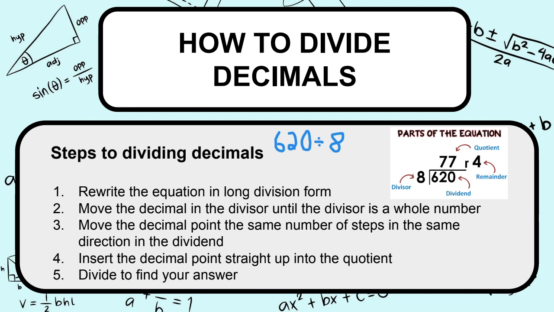And then step number 4 is to insert the decimal point straight up into the quotient. So you would move it in this one, right? There is an invisible decimal point at the end of the number 620. You would move it just straight up and put it right there. And the reason being is that it really matters in terms of place value. So it is super important that you do that right away.